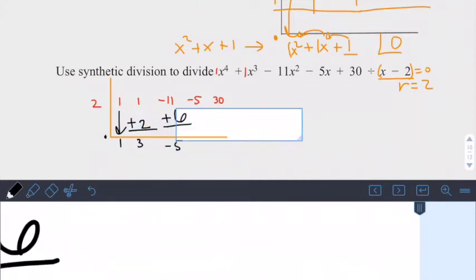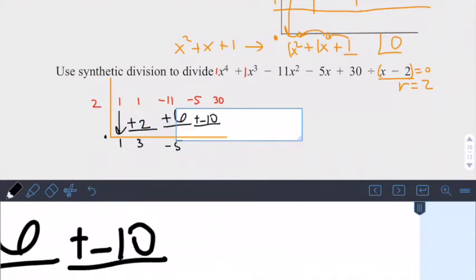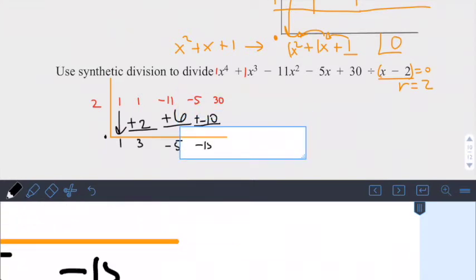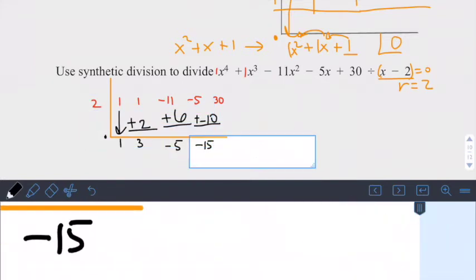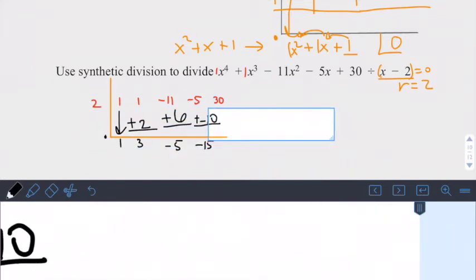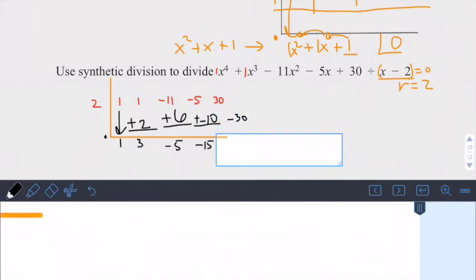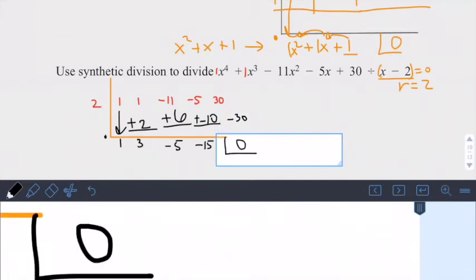2 times negative 5 is negative 10. And then we add negative 5 plus negative 10 is negative 15. 2 times negative 15 is negative 30. And 30 plus negative 30 is 0, right? This is our remainder of 0.